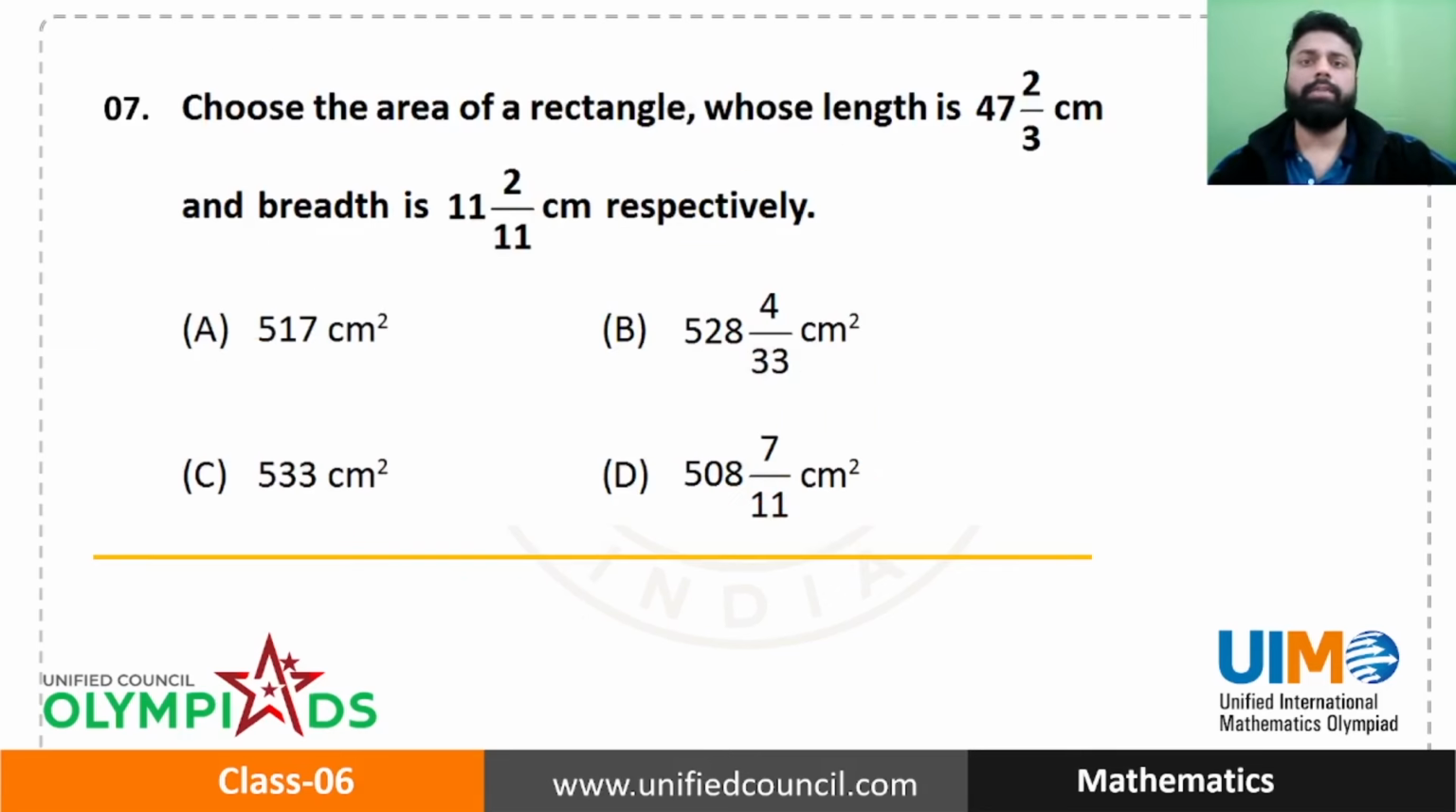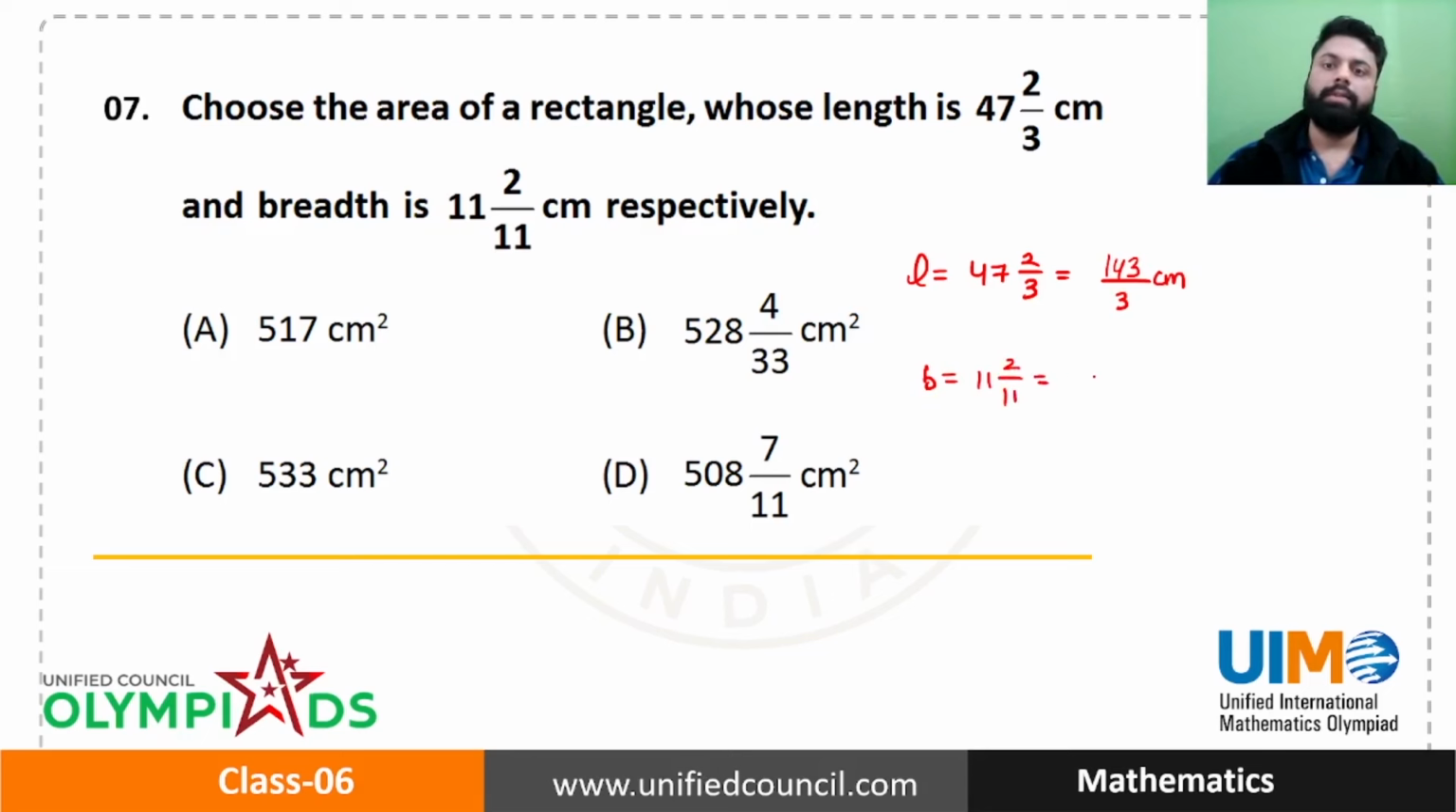Next one, choose the area of the rectangle whose length and width are given. So length is equal to 47 2 upon 3, that is 47 into 3, that is 141 plus 2, 143 upon 3 centimeter. Width is equal to 11 2 upon 11, that is 121 plus 2, 123 upon 11 centimeter. We need to find out the area. So area is equal to 143 upon 3 multiplied by 123 upon 11.